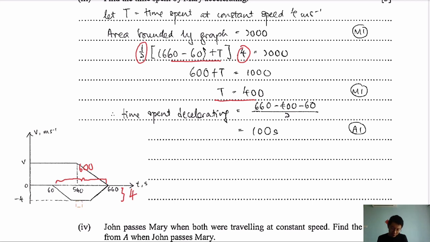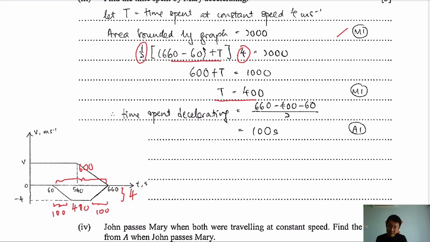So for this one, we know that this period is 400 seconds. It is very easy for us to find out the time that she spent accelerating or decelerating. They are just the same. So this one is 100, this one is 100. So she spent 100 seconds accelerating or decelerating.